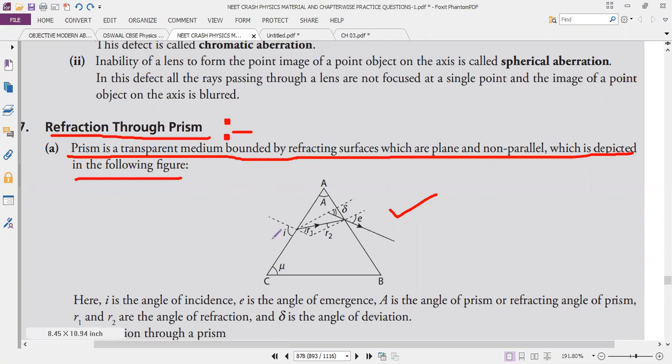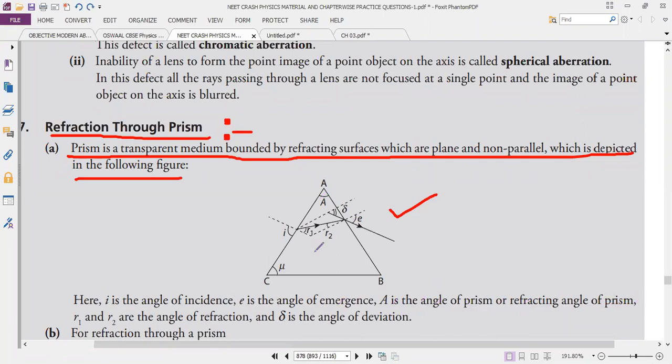The I value is the angle of incidence. E, the angle of emergence, is where the ray is coming out. A is the angle of the prism, with a value of 60 degrees. The other name is the refracting angle of the prism. Angle of prism or refracting angle of prism, both are the same.